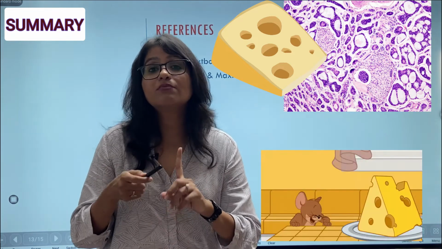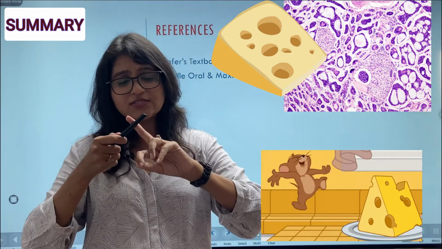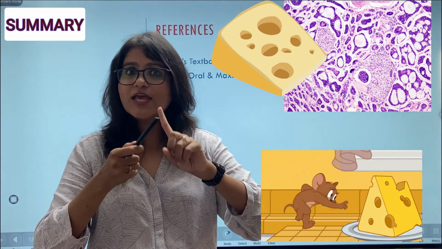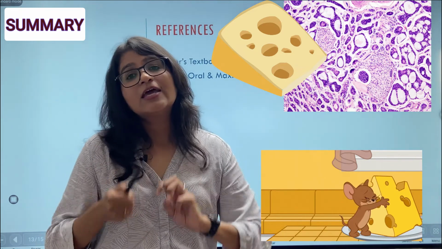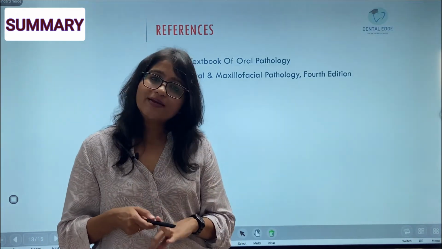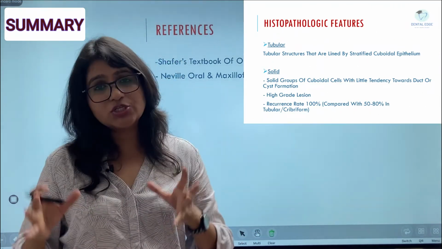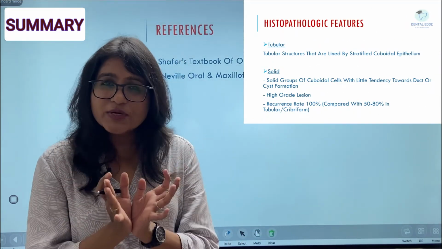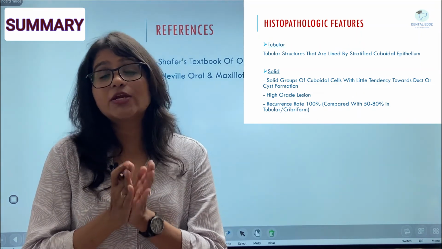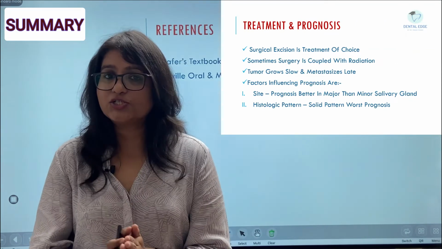For this I told you, remember Tom and Jerry. So adenoid cystic carcinoma, remember the image of Tom and Jerry and the Swiss cheese, right? Then coming to the tubular pattern, the cells are arranged in tubular structure. Then solid pattern, solid sheets, solid arrangement of cells is there, and solid has the worst prognosis. Treatment of choice is surgical excision.